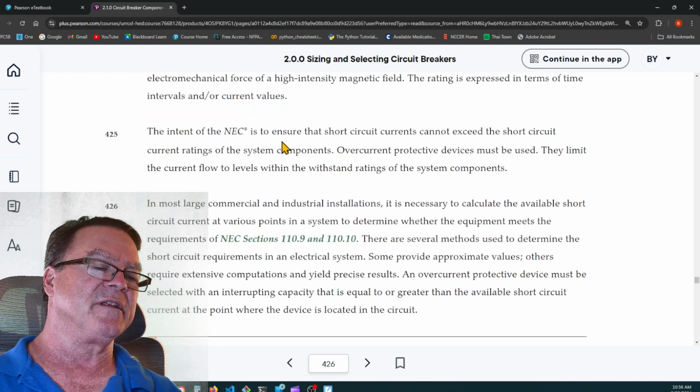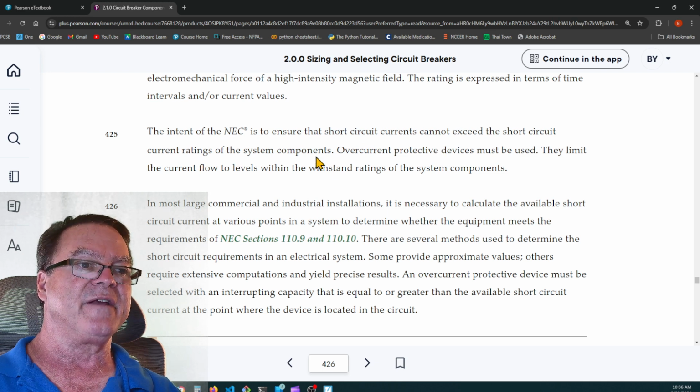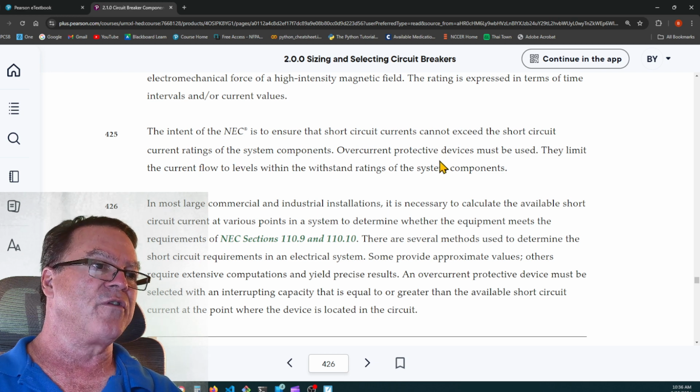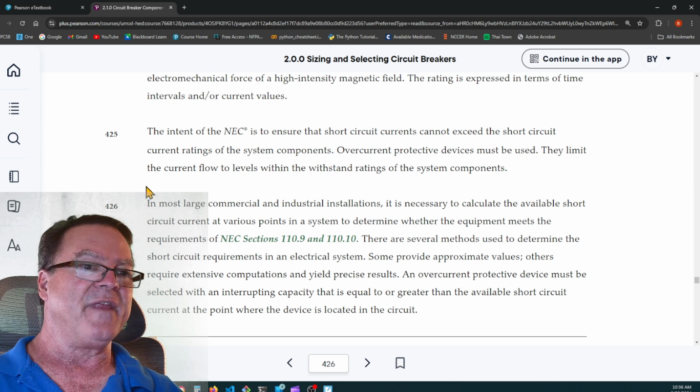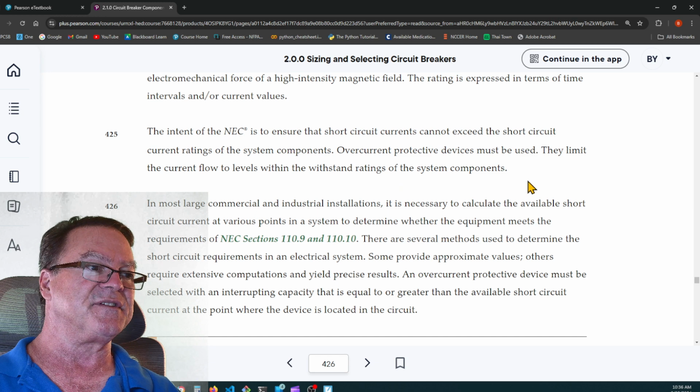The intent of the National Electrical Code is to ensure that short circuit currents cannot exceed the short circuit current rating of the system components. Overcurrent protective devices must be used. They limit the current flow to levels within the withstand ratings of the system components.